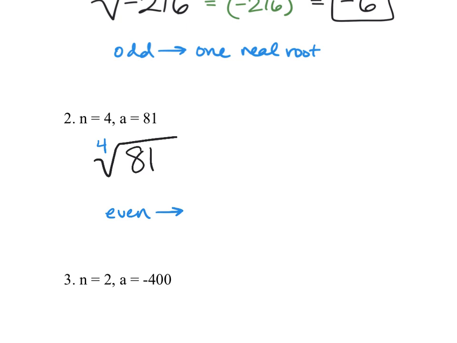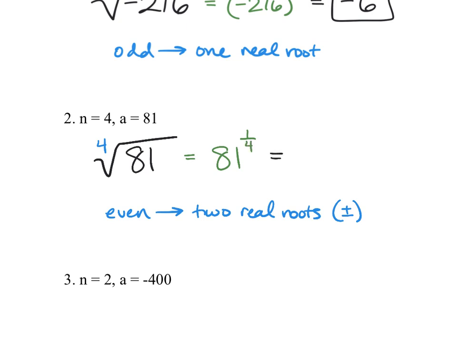You have 3 options. It can either be 0, a positive number, or a negative number. What kind of number is inside? Positive. When the number inside is positive, you're going to have 2 answers, 2 real roots. This is the one where you're going to have to put the plus or minus symbol. Cool. So we go to our calculator. We type the 4th root of 81 either like that or with the fraction exponent.